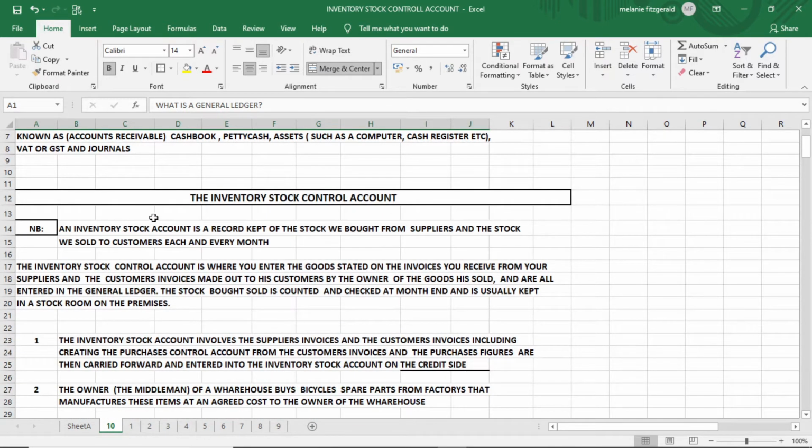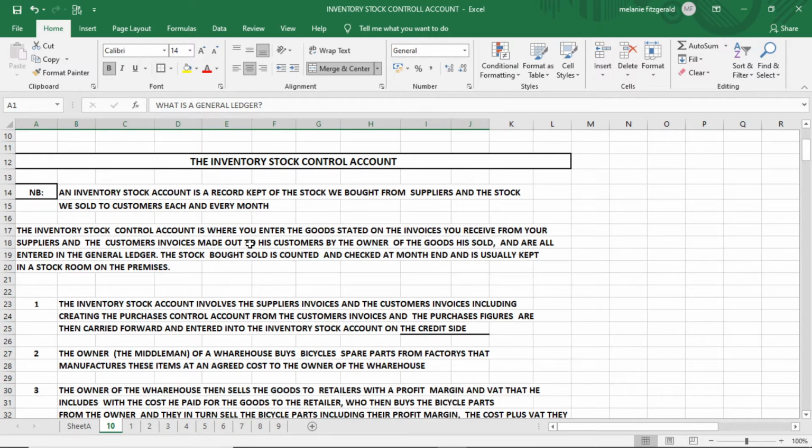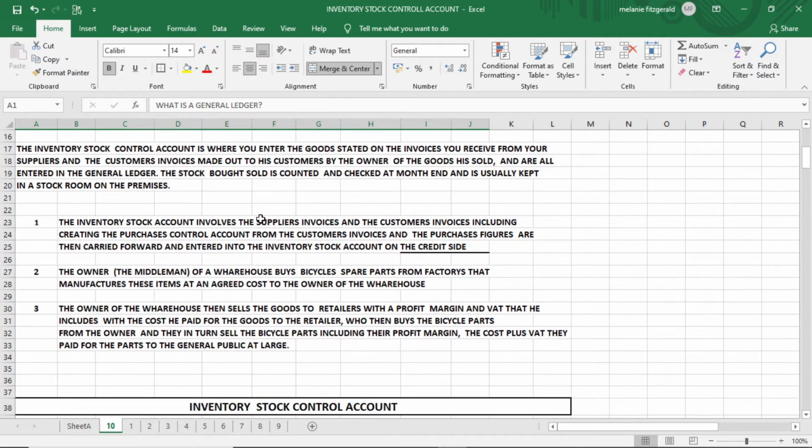Okay, inventory stock control account. Let's start with that. Very important. An inventory stock account is a record kept of the stock we bought from suppliers and the stock we sold to customers each and every month. That's really all it is. It's just an accurate record of it. So how do we keep records of that? We're going to show you that now.